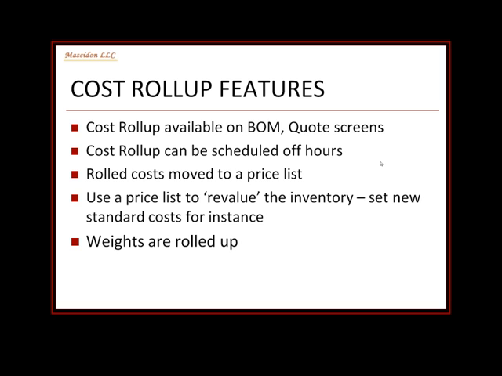The cost roll-up itself is available on the bill of materials screen. In a normal environment, that's where you're going to use it most of the time. You click on the cost roll-up, it rolls up the cost to that level of the bill of materials. It is also available on the quote screens so that you can review what your current costs are for the quote, so that you can look at it and determine whether that is the right price to be selling a product at.